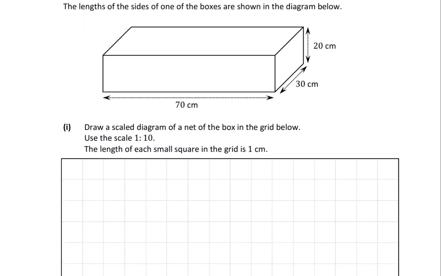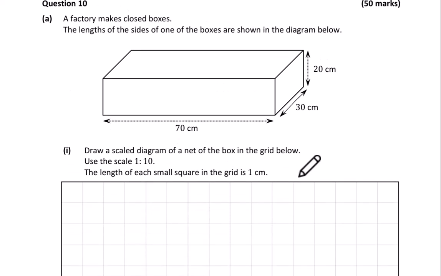Okay, so if we take, for example, this length here is 20 centimeters, that would mean we'd need to use 2 squares down here because each square is 1 centimeter. And if we multiply that by 10, it'll give us 10 centimeters. Multiply it by 20 will give us 20 centimeters for 2 squares. So let's draw the net.